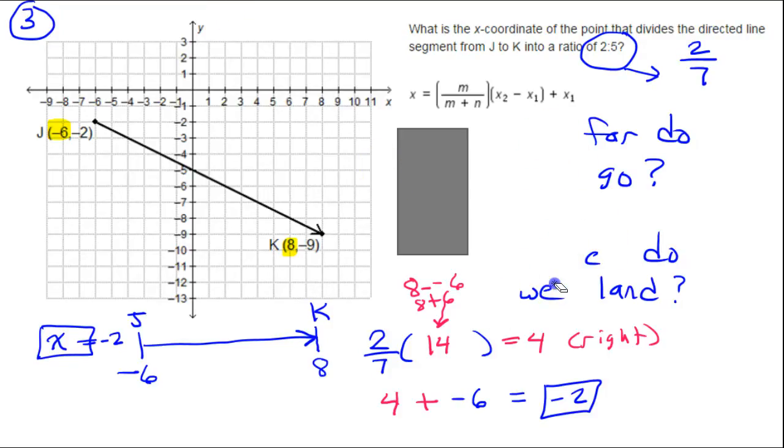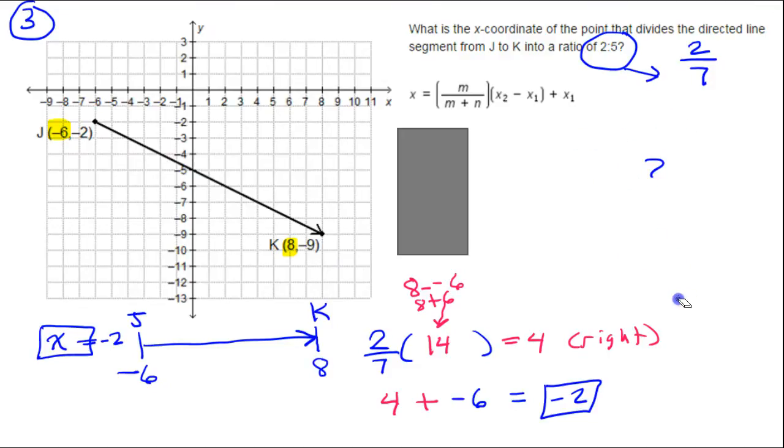I think I'll do the y over here in this space. Since they're y values, I'm going to do it vertically. Notice the y values are negative 2 and negative 9. So I'm going to make my little number line vertical now. I have negative 2 high and negative 9 low. Here's my negative 2, and here's my negative 9.